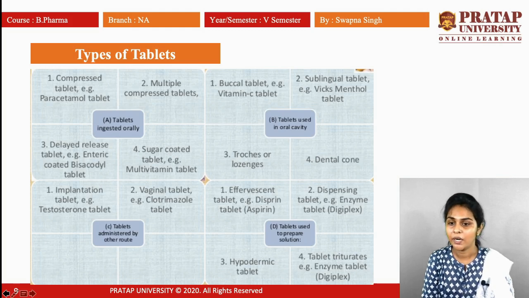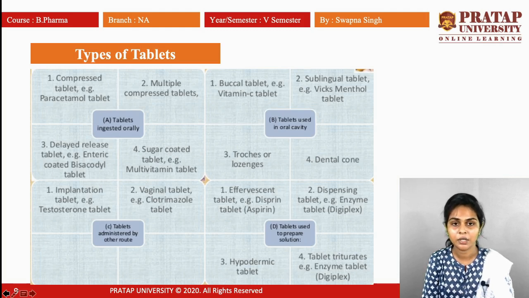Third one is tablet administered by other route, and fourth class is tablet used to prepare solution. So in the first class, that is tablet ingested orally, there are different subclasses. First one is compressed tablet, next is multiple compressed tablet, next is delayed release tablet, and fourth one is sugar coated tablets. Next class is tablet used in oral cavity.